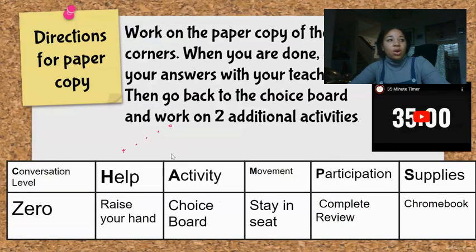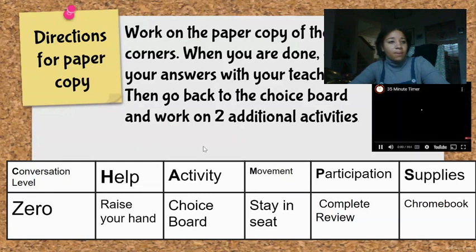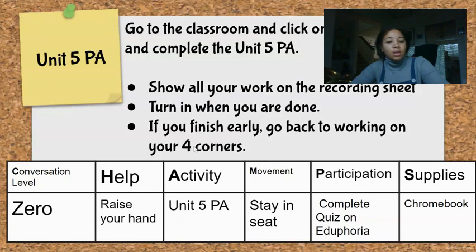All right. Directions. Work on the paper copy of the four corners. When you are done, check your answers with your teacher. Then go back to the choice boards and work on 2 additional activities. Okay. So you can work, and I'm not going to be able to check it, obviously, because I'm not there. I'll check it when I get back. You're going to check with your shoulder partner, and then after that, you're going to go to Google Classroom, click on Eduforia, and complete the Unit 5 performance assessment. You're going to show all your work on the recording sheet, and turn it in when you're done.